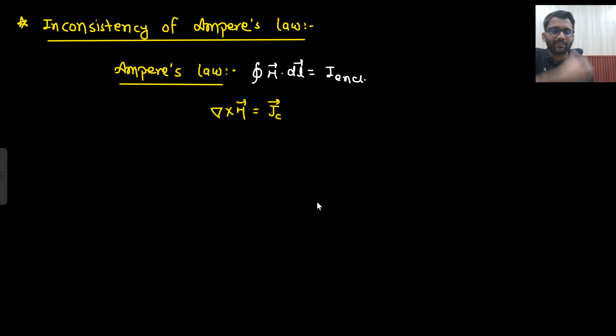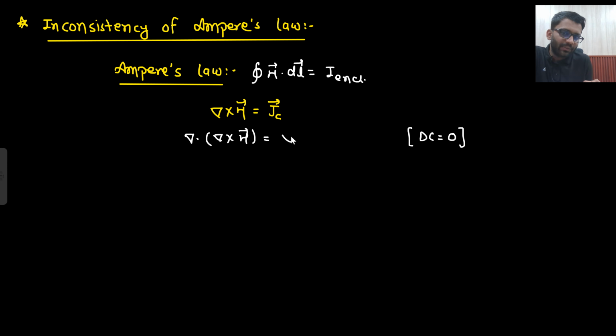What is the issue with that? Let's check that out. What do we know? Divergence of curl is equal to 0. This null identity we have studied. If I take the divergence of the curl, it is equal to 0. So if I take the divergence here, I also need to take the divergence on the other side. So your del dot JC should come out to be 0.